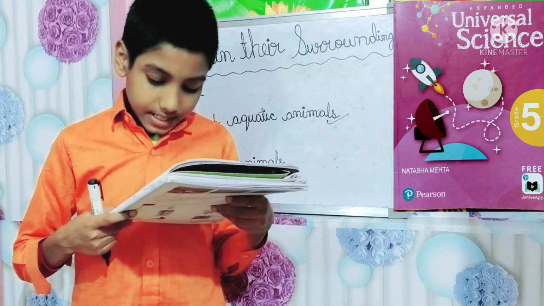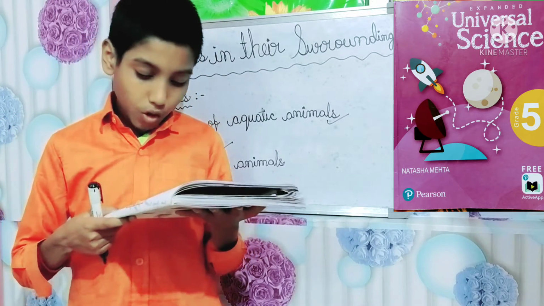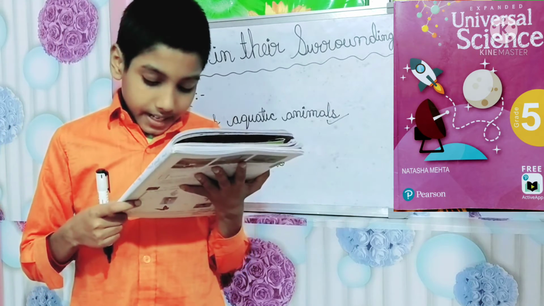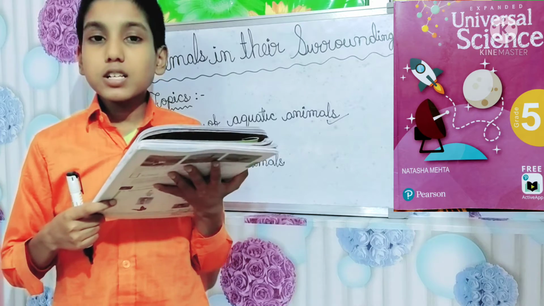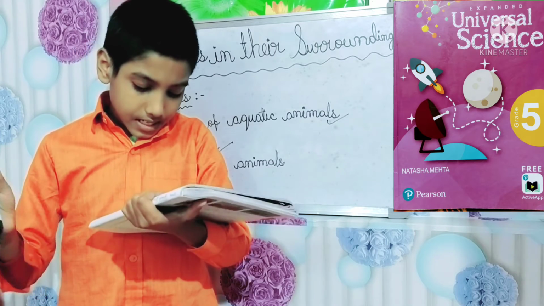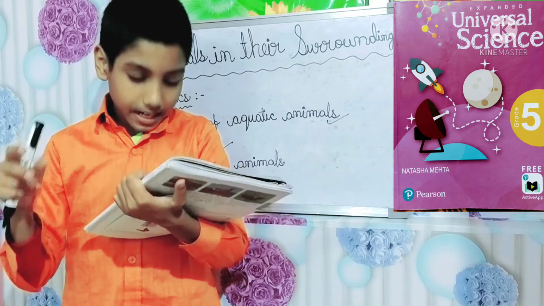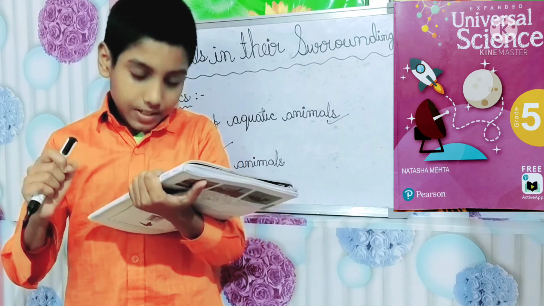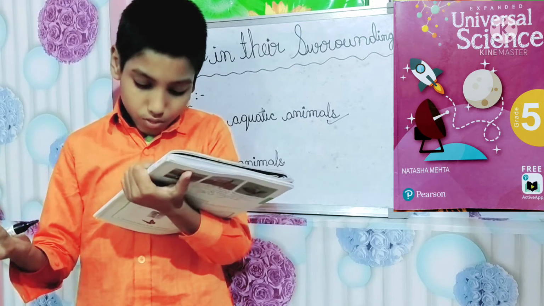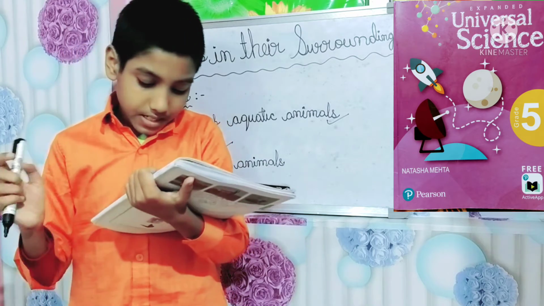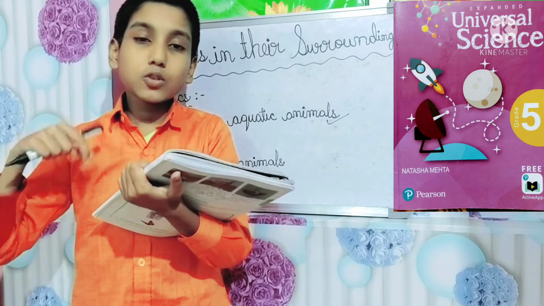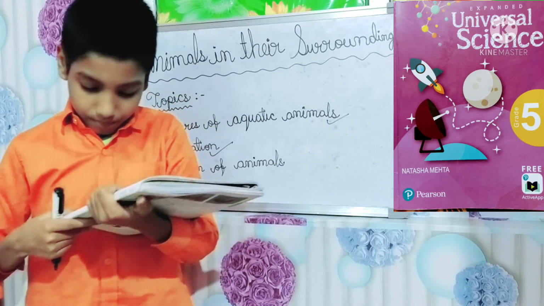Next, salmons live inside the sea. They swim long distances to reach rivers to lay eggs. They die there and the young ones swim back to the sea. Means the salmons live inside the sea, that we know, and they swim long distances to reach rivers to lay eggs, to reproduce their young ones, you can say. They die there, means the mothers die there, and their young ones swim back to the sea. They come back to the sea.